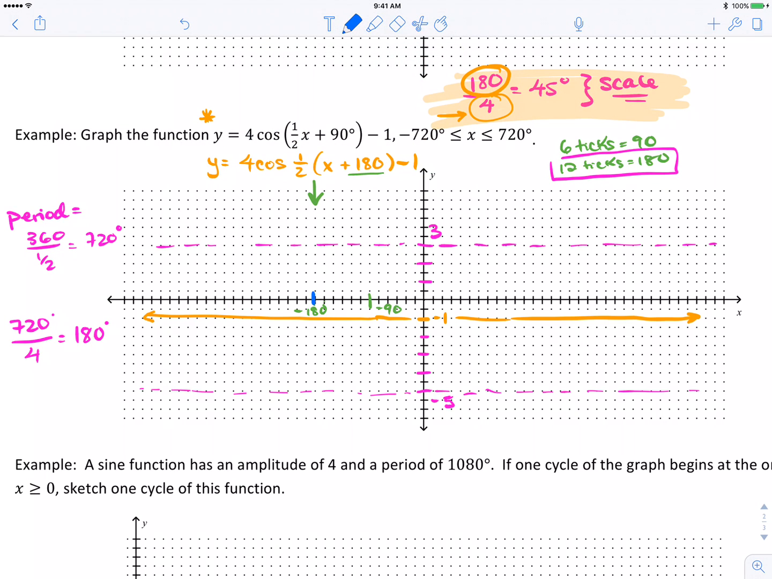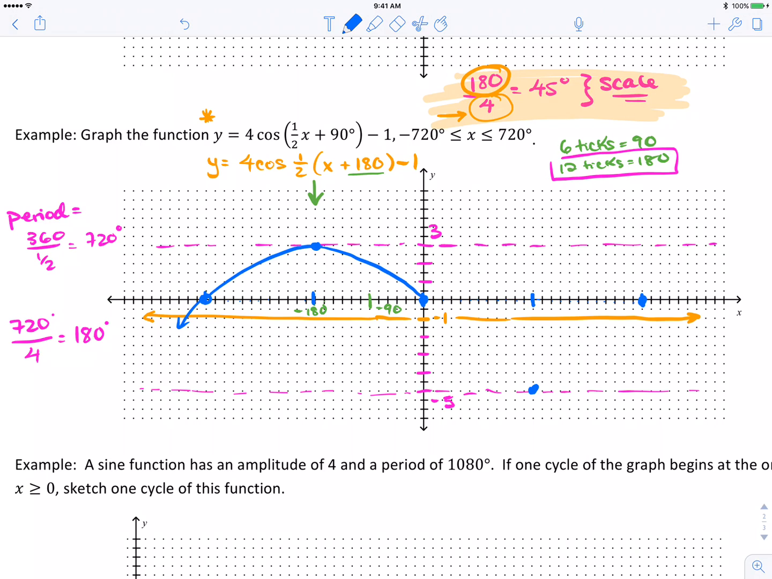So I'm going to start at 180, and I'm going to go 12 ticks to the right. So here, 1, 2, 3, 4, 5, 6, 7, 8, 9, 10, 11, 12. Cosine starts at a maximum. Up, middle, down, middle. Oh, I didn't have enough to go the next way to create a full cycle. Notice I don't have 12 ticks to the right, so I'll go 12 ticks to the left to get me back to that middle one.